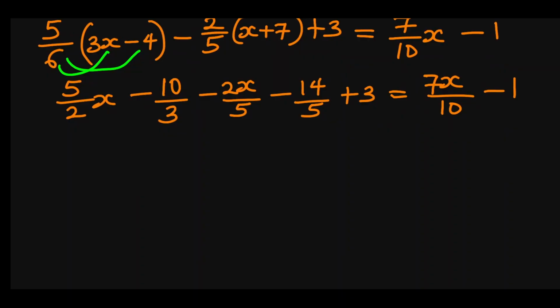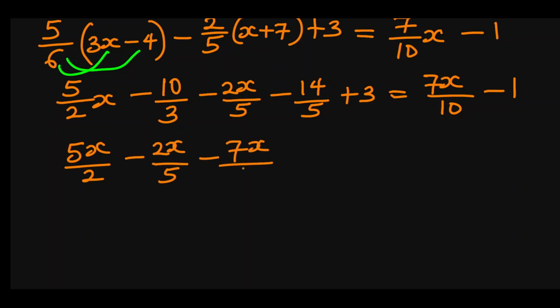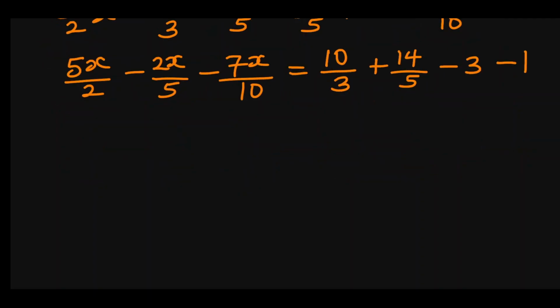So this now gives us 5x over 2 minus 2x over 5 minus 7x over 10 is equal to 10 over 3 plus 14 over 5 minus 3 minus 1. Please, if you are not following this collecting like terms and moving terms across equations, go back to lesson 2. You'll understand it better. Now, let's simplify by using LCM.